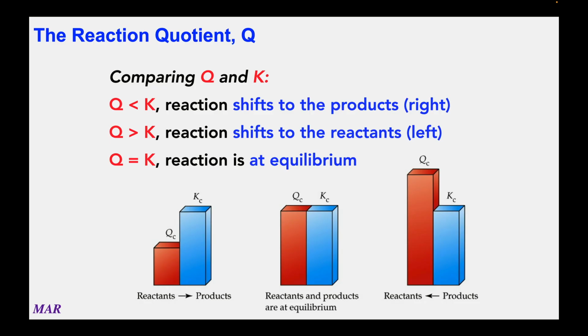So notice the right and the left there. Q less than K means it's going to shift to the products, and a shift to the products means a shift to the right, because products are almost always on the right side. That's where we're using it. On the other hand, Q is greater than K. That means you're going to have a shift to the reactants. Products are going to have to make reactants. That's called a shift to the left. So right and left are used a lot in chemistry. Right means towards the products. Left means more towards the reactants.